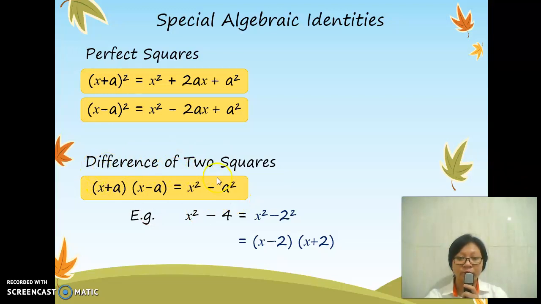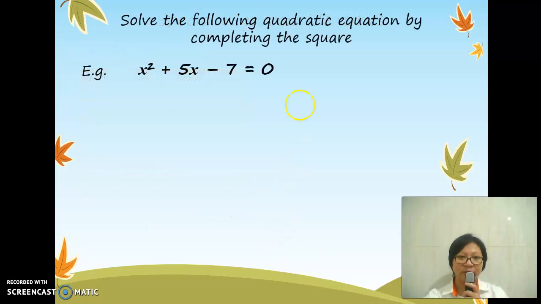It's difference of two squares. You have learned this previously. For example, x squared minus 4, and I change 4 into index form, 2 squared, like this, x squared minus 2 squared, and then I can factorize it as x minus 2 times x plus 2. So 1, 2, 3. There are 3 special algebraic identities here that we are going to use to solve the quadratic equations. Let's take a look at the example here. The instruction is solve the following quadratic equation by completing the square.